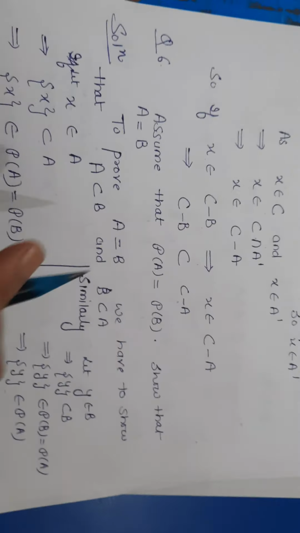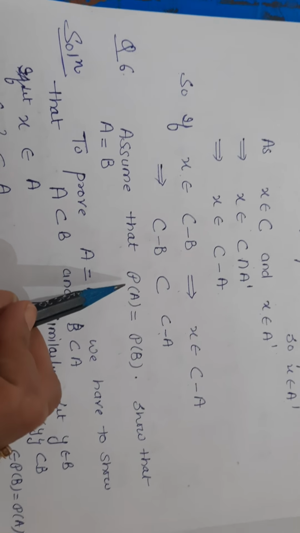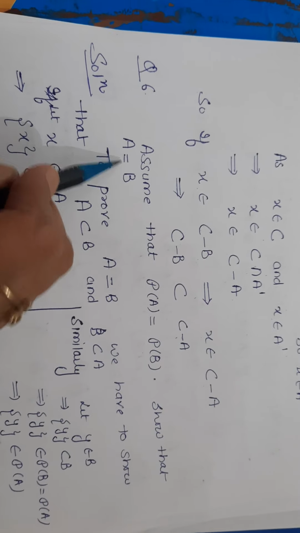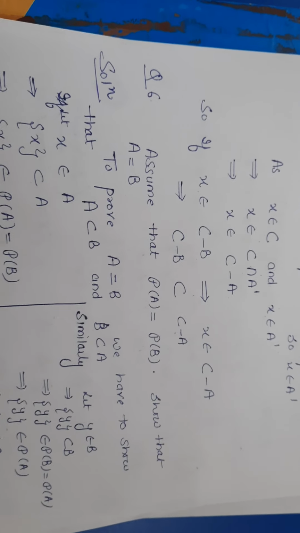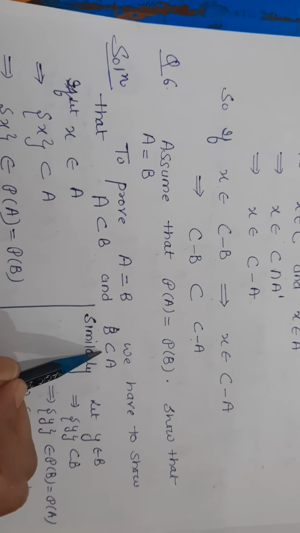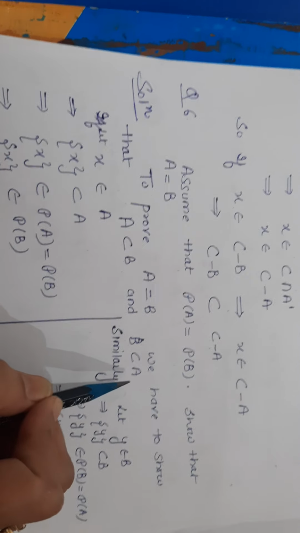Now question number 6. It is given that power set of A equals power set of B. You have to prove A is equal to B. Whenever we have to prove two sets are equal, we have to show A is a subset of B and B is also a subset of A. Only then they are going to be equal.